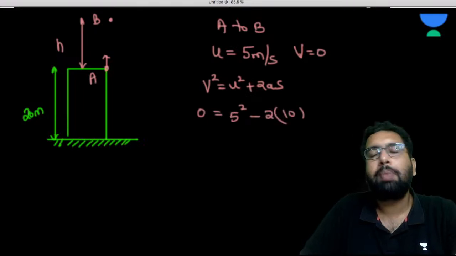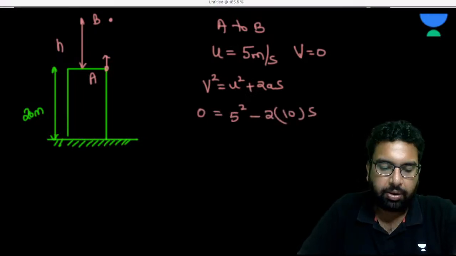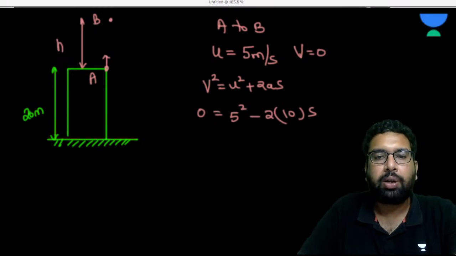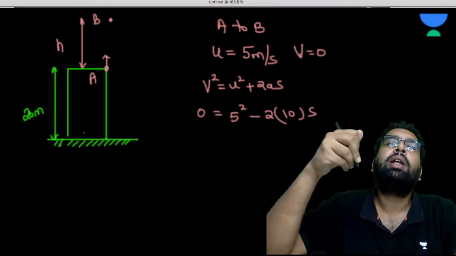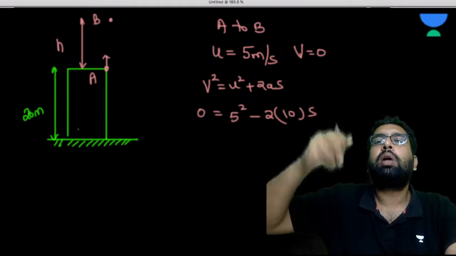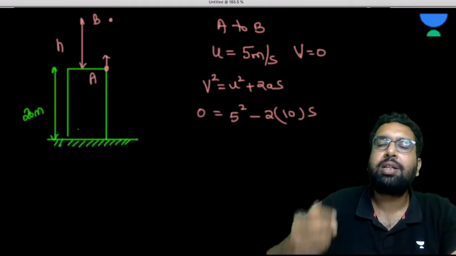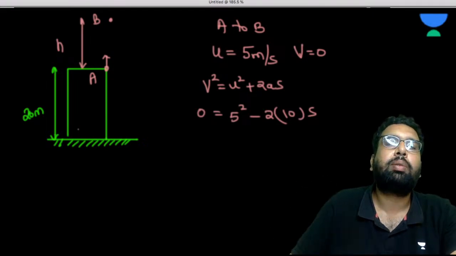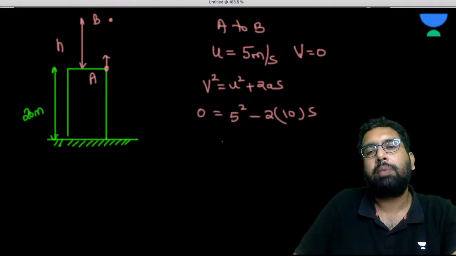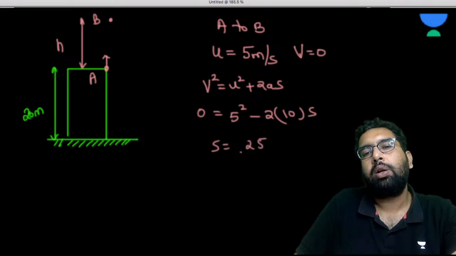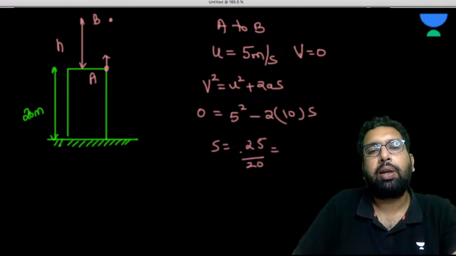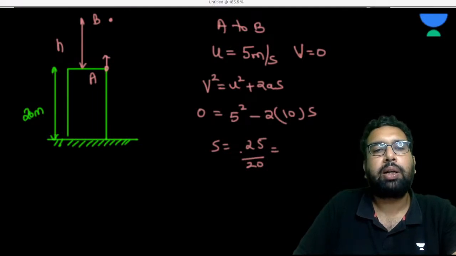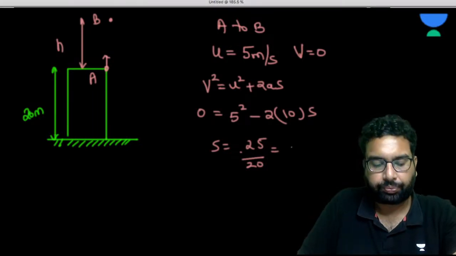Why are we using minus? Because the acceleration due to gravity is always in the downward direction, and by the sign convention that we have seen, acceleration in the downward direction is negative. So g is in the downward direction, so it is minus. So what is it going to become? It is going to become 25 by 20, that is 1.25 meter.